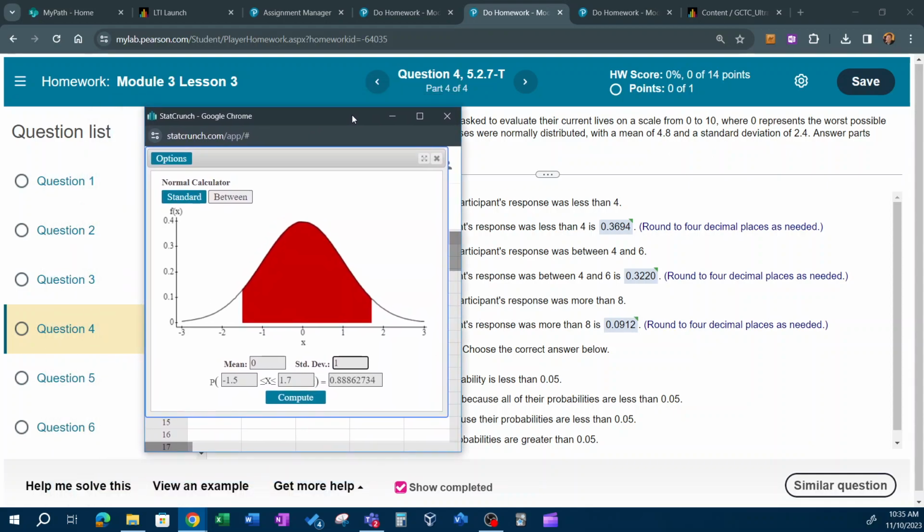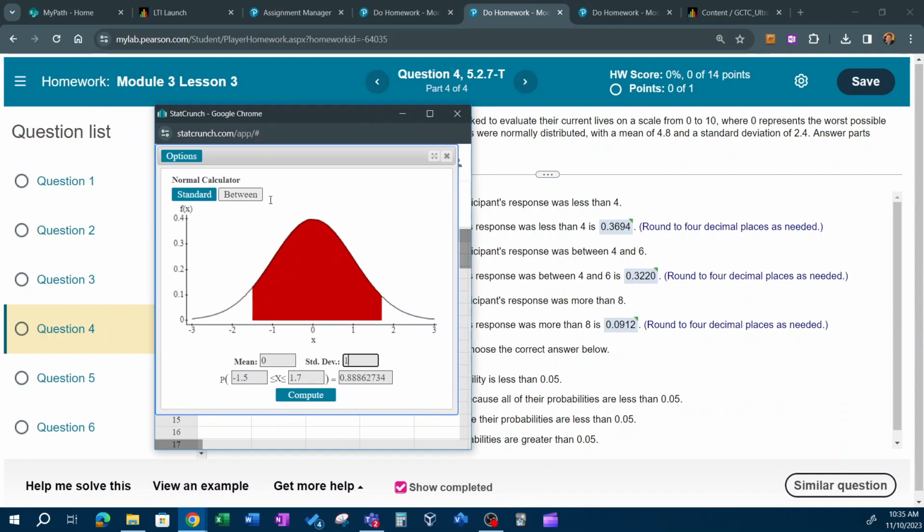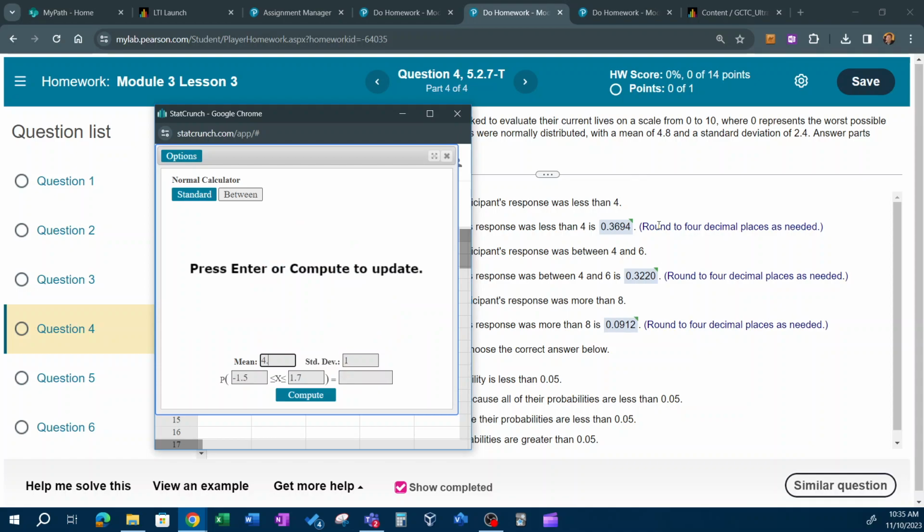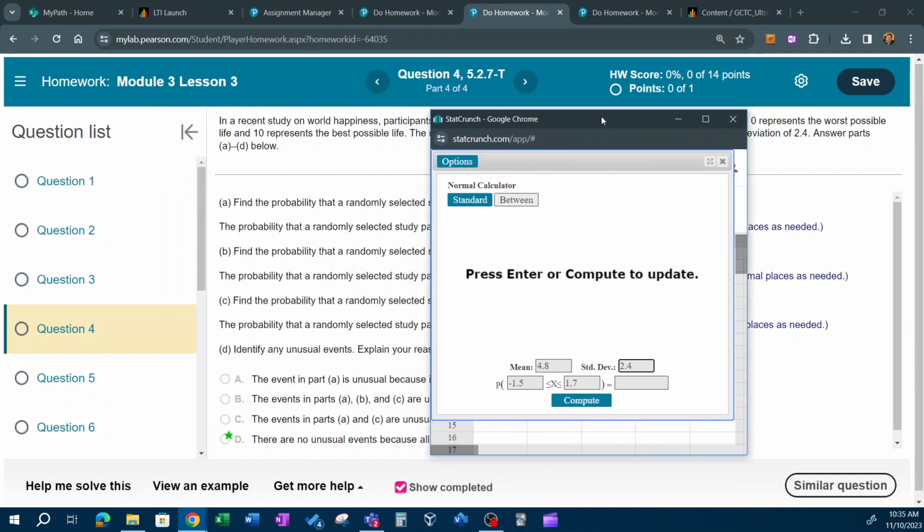So that's the difference between lesson 2 and 3. These are not 0. This is going to be 4.8. The mean is not 0. The mean is 4.8, and the standard deviation is 2.4. All right, so that's the first step. What's the mean and standard deviation?